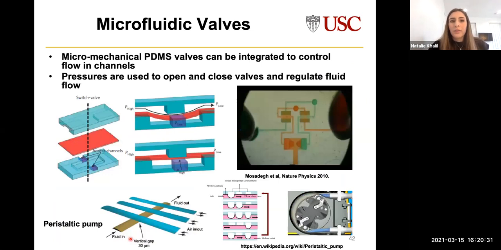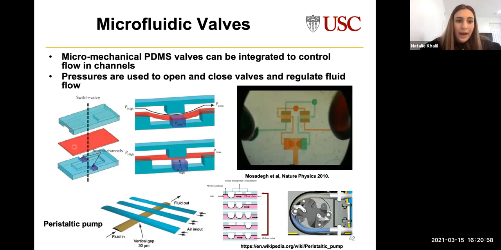Okay, so another interesting application of microfluidic devices is what's called microfluidic valves. A regular mechanical valve is like what you have on a hose, where you would need to mechanically open and close the valve to block fluid flow. But on microfluidic devices, we can actually make PDMS valves in order to enable or block flow. And so this is pictured here.